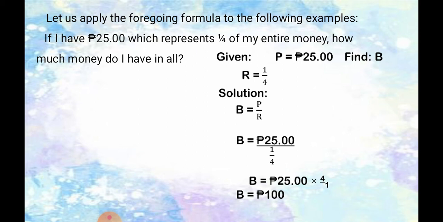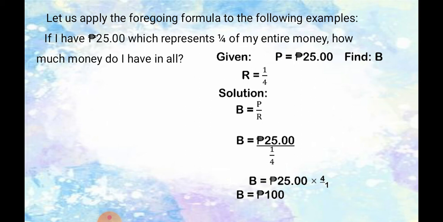Okay, since 25 pesos is part of my entire money. Kumbaga, ang 25 pesos is part ng kabuuan kong pera. Okay. And then the rate is 1/4 since as we can see 1/4 is our rate since it is in a fraction form. Okay. So let us find the base.